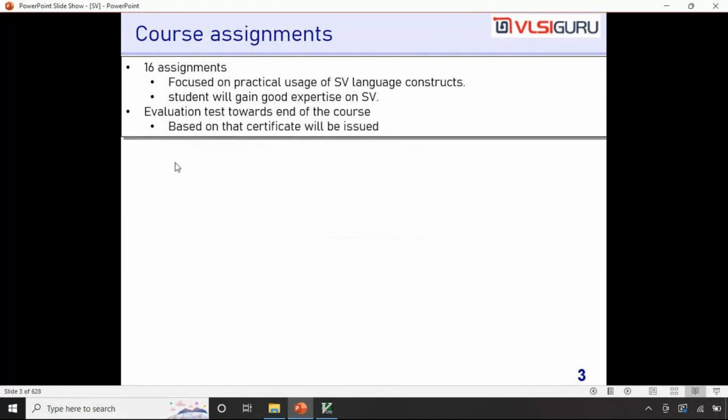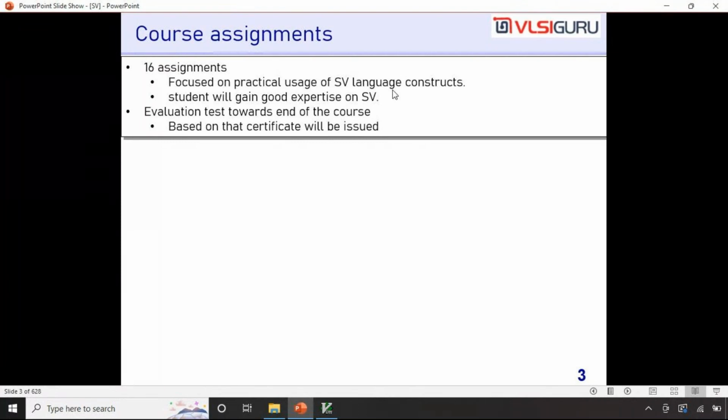A course will consist of 16 assignments focused on practical uses of language constructs. This course is different from the main project. The SystemVerilog training itself gets divided into two, three aspects. One aspect is only the language training, and this happens to be the most important thing because, from a learning perspective, the project is most important. The last project I'm talking about is the most important.